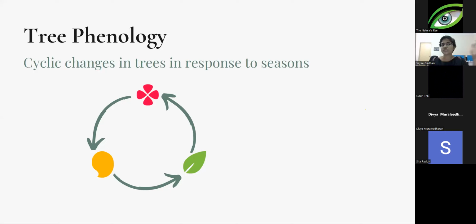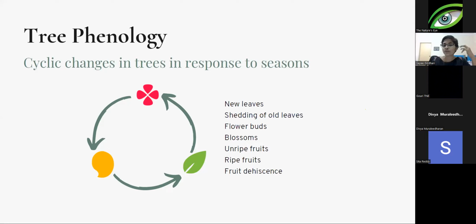And even trees undergo these cyclic changes in response to seasons, and that can be called tree phenology. So the different stages or changes that happen in the tree can be seen in the form of new leaves that sprout on a tree, shedding of old leaves when the tree goes completely or even partially leafless, when the flower buds appear and then they blossom into beautiful colorful flowers, when these flowers then turn into fruits which are unripe at first and they ripen and eventually they dry and shed their seeds for the new generation of trees to begin. So all of these stages is what is tree phenology, and we are going to study these stages.